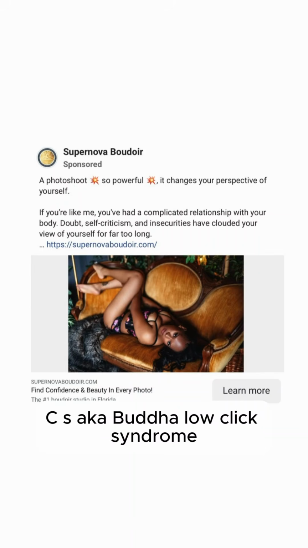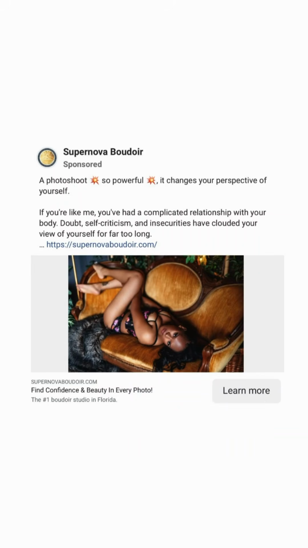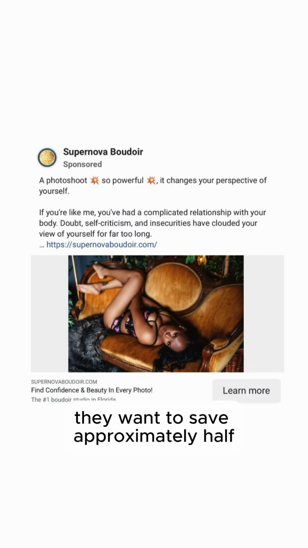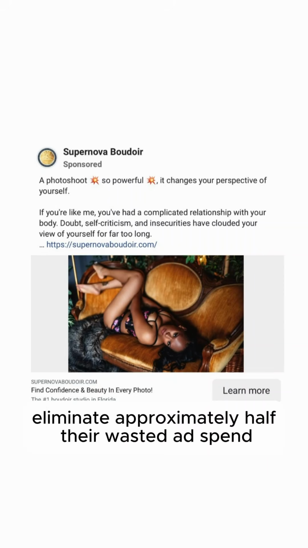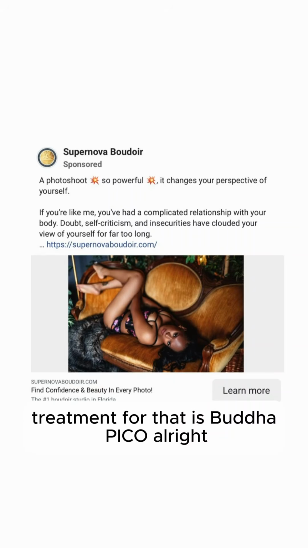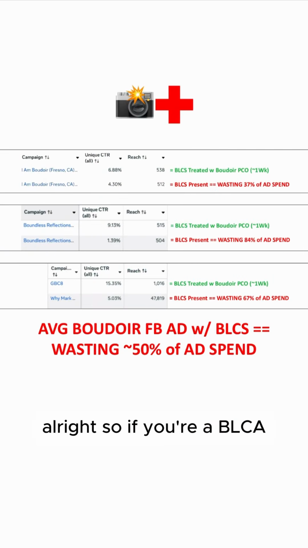From what I'm seeing here, I do believe this Boudoir Facebook ad has BLCS, aka Boudoir low click syndrome, and if they want to eliminate approximately half their wasted ad spend, the treatment for that is Boudoir Pico.